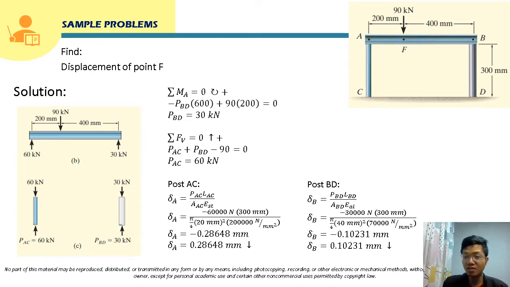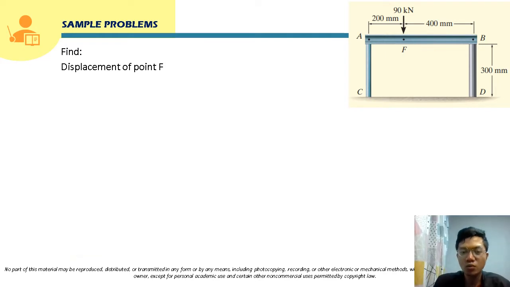From these computed displacements of point A and point B, we can analyze it by drawing these displacements. We are going to draw how point A, point F, and point B will be displaced. Again, point B will go down, and point A will also go down.